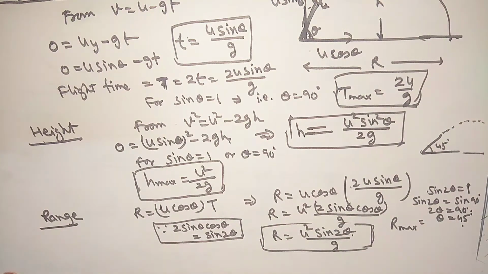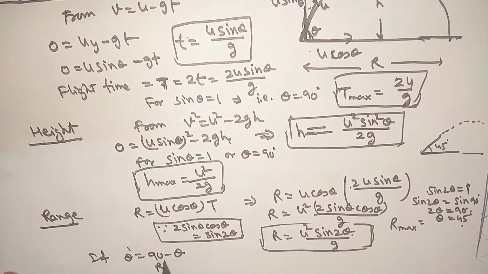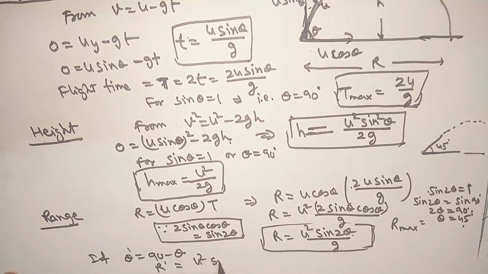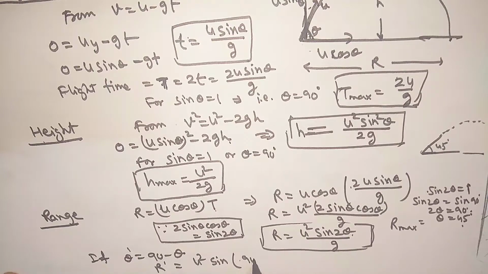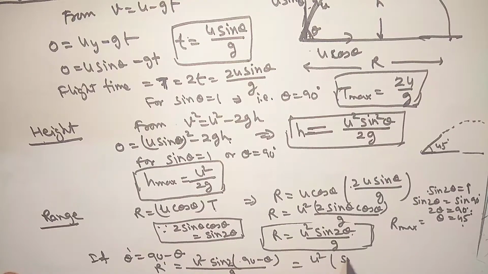One more interesting thing about the range. If we throw the body at theta or 90 minus theta, in both cases the range will remain the same. I can show you. Okay, if theta dash is equal to 90 minus theta, then see what will happen. The new range r dash is u square sin 2 times (90 minus theta) upon g.